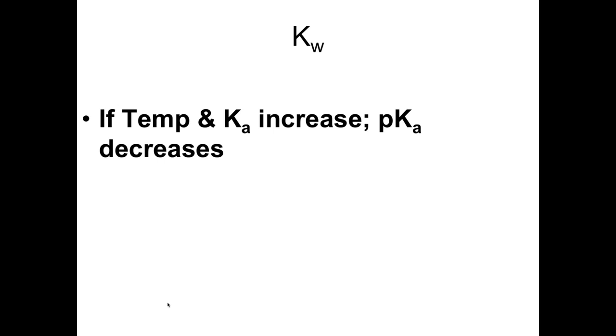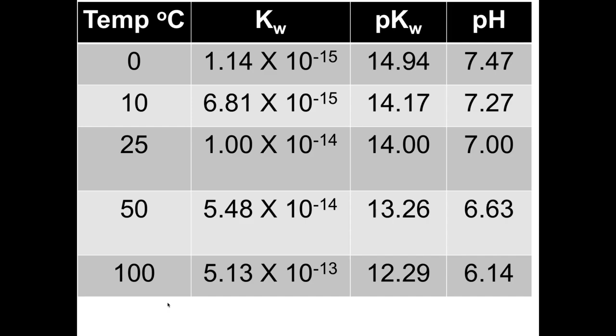So Kw, if temp and K increase, pK has to decrease. So that process is going to happen. I'm going to show you this simple table demonstrating that. So we have temps of 0, 10, 25, 50, and 100. You can see here's the Kw values, here's the pK values, and these are going to be the different pH values that these items have.